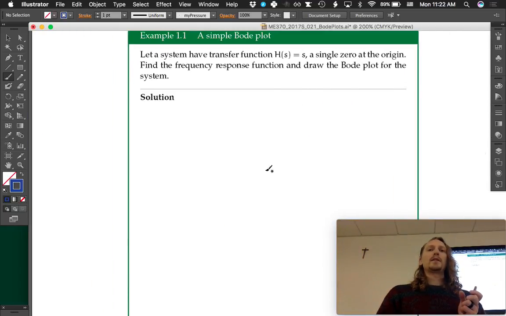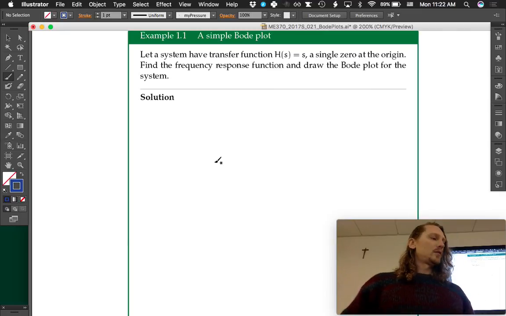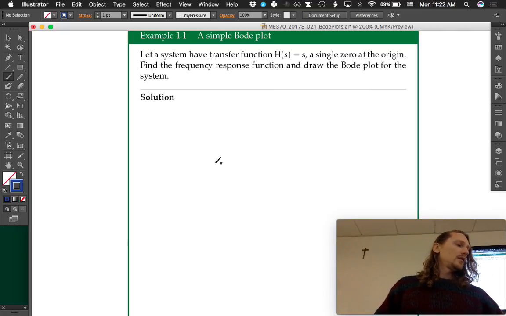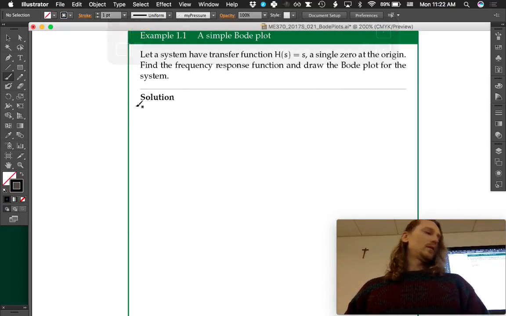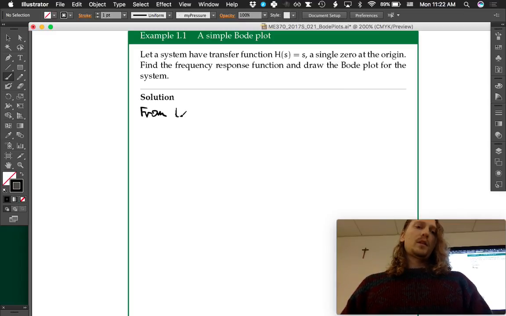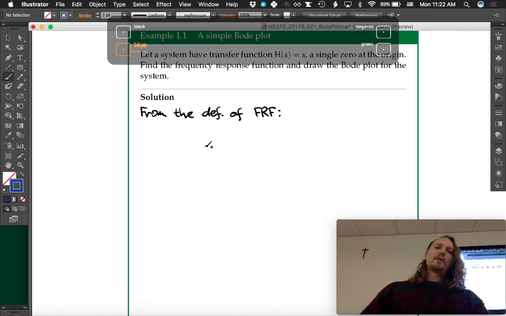So let's do this. From the definition of the frequency response function, well, actually, it was the formula right after the definition.